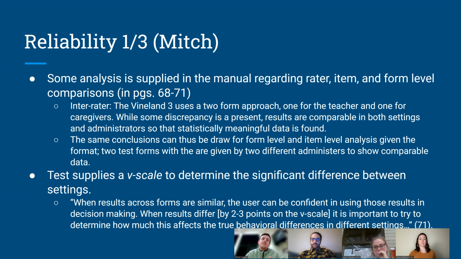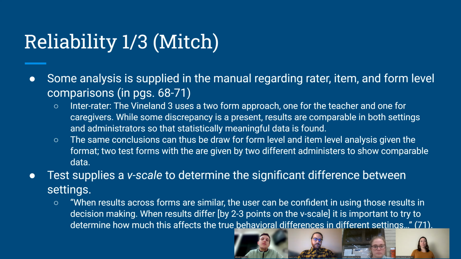Because you have two raters always working at the same time, the test relies on looking at that data comparatively and relying on inter-rater correlations to determine useful data. There's always going to be some discrepancy between the two settings, but when you look at the two together, you can find what's statistically meaningful. The same conclusions can thus be drawn for form level.